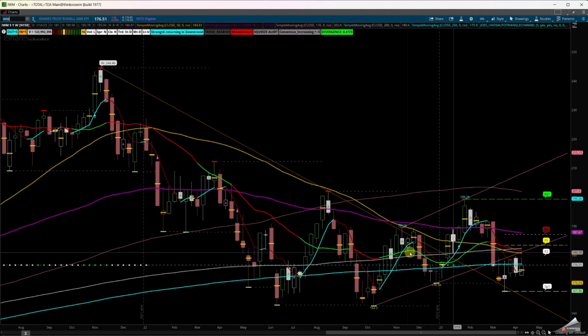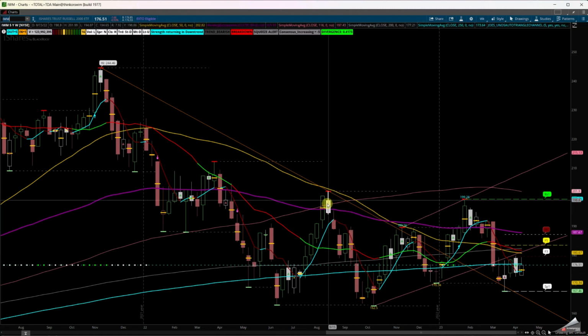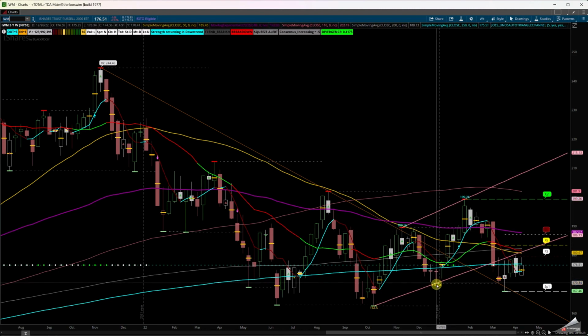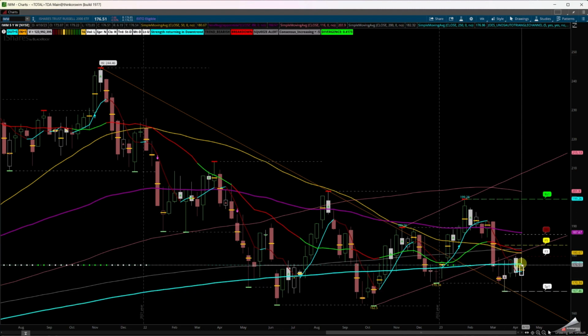So far, we are range bound in the lower distribution of this range from the August, October, November, and this is December. And you can see the December low. This is the January. We looked below in March and tried to rally.